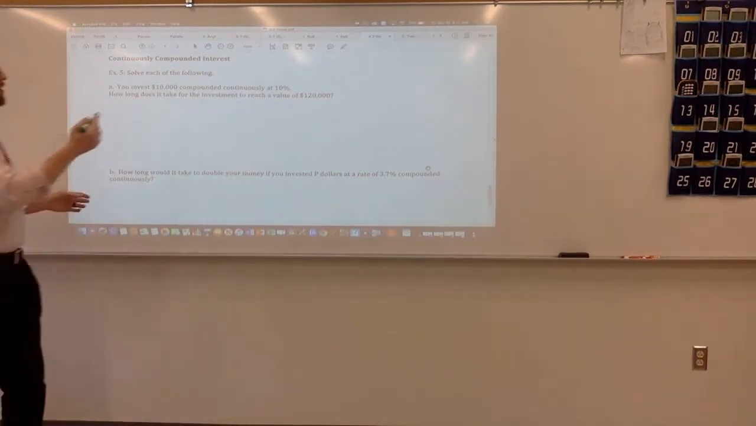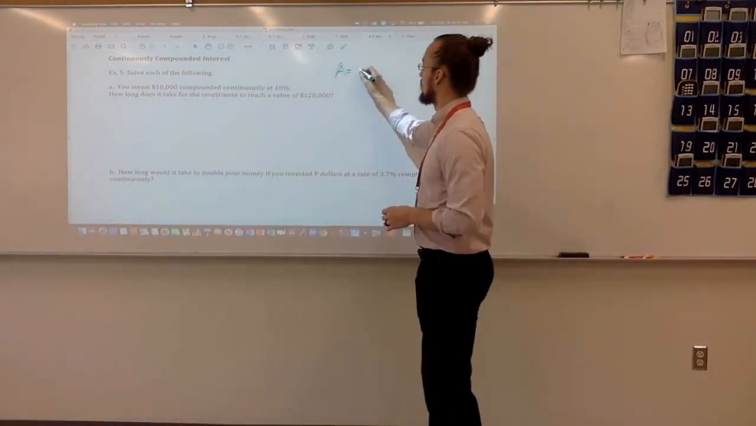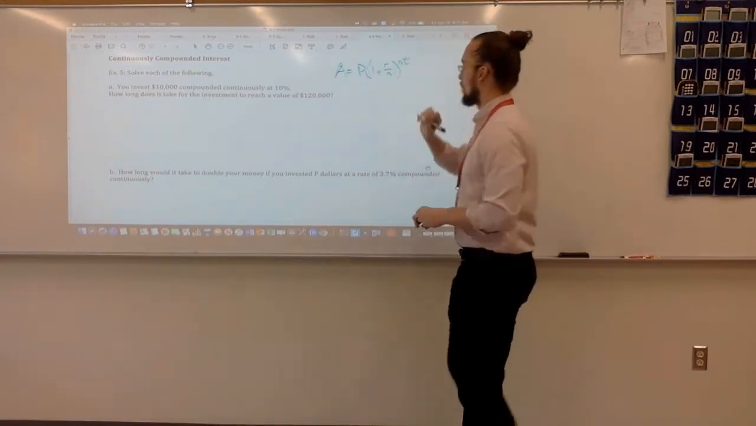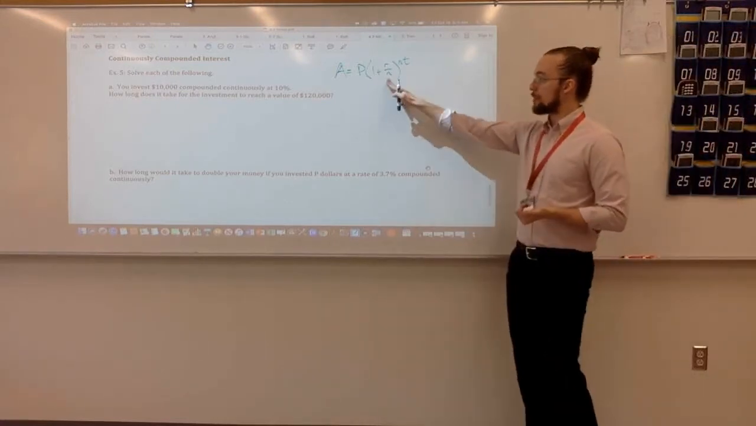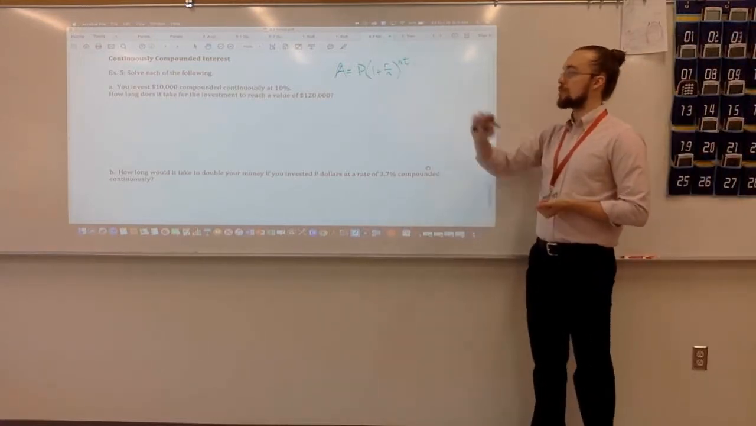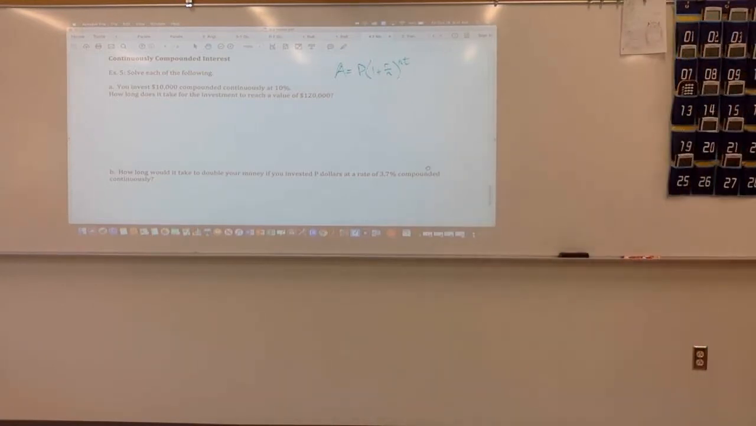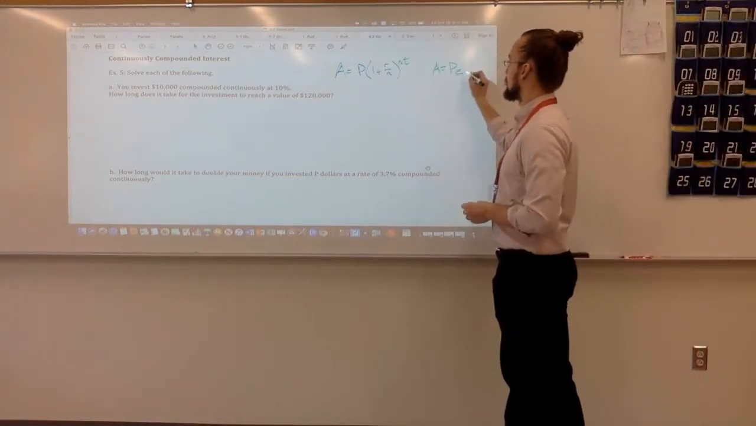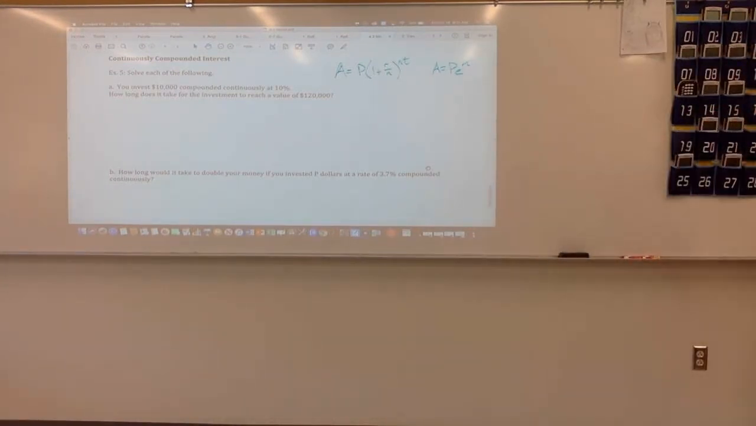I'll just rewrite it up here. So our compound interest formula was this. Our final amount equals the principal amount times 1 plus the rate over the number of times compounded per year, raised to the number of times per year times the number of years. We also had our compounded continuously formula, PERT: principal times e raised to the rate times time power.